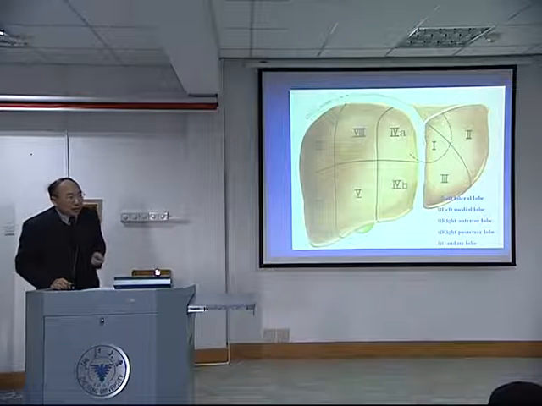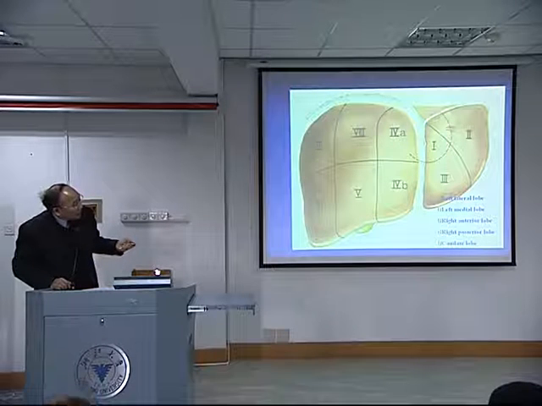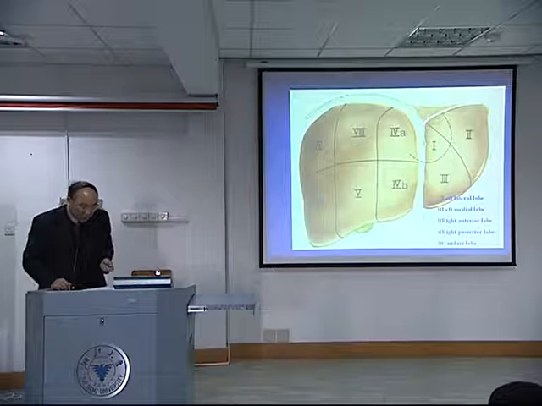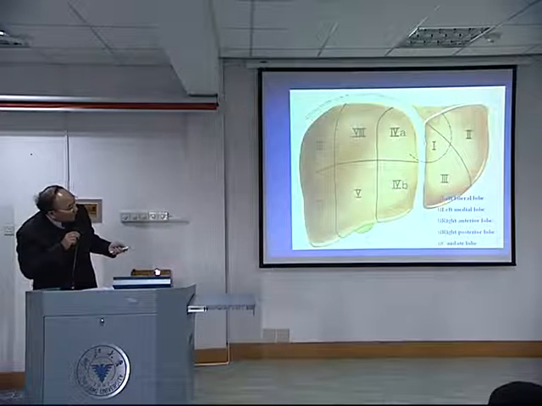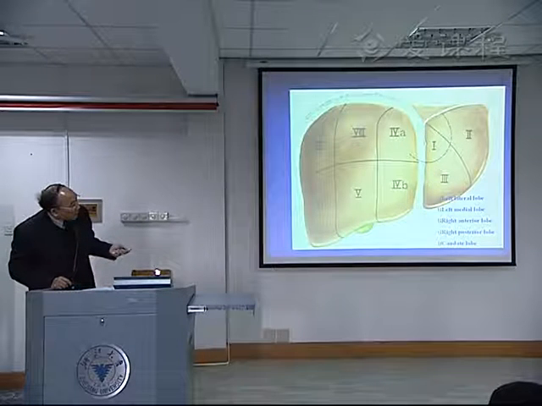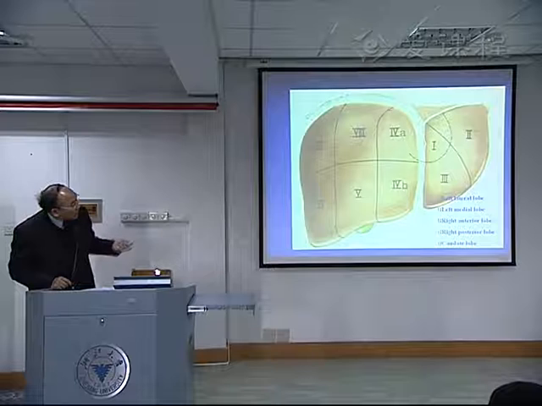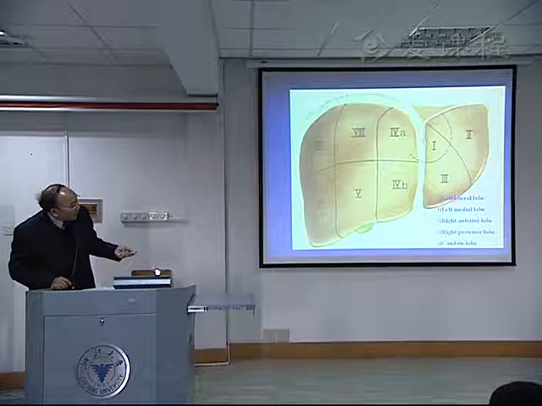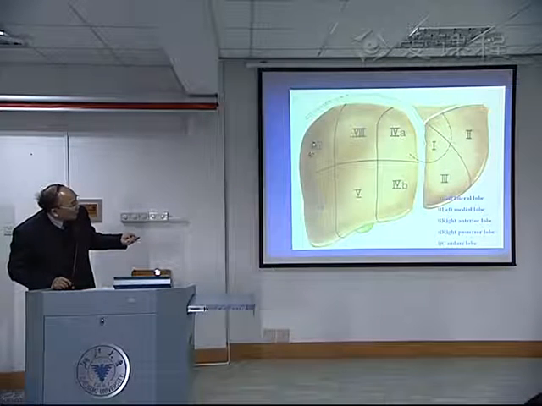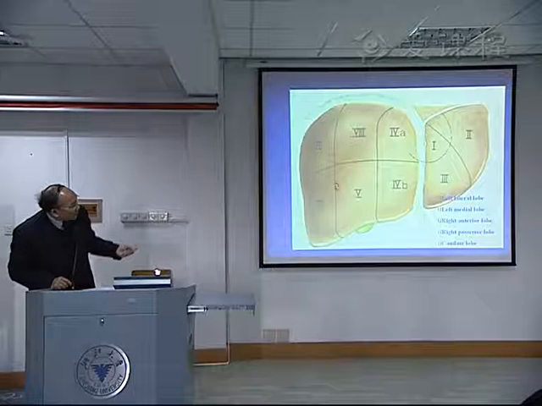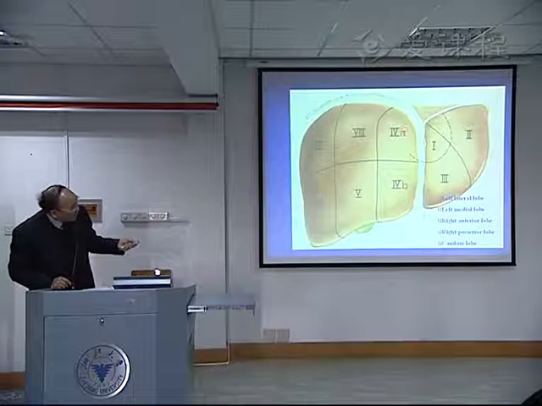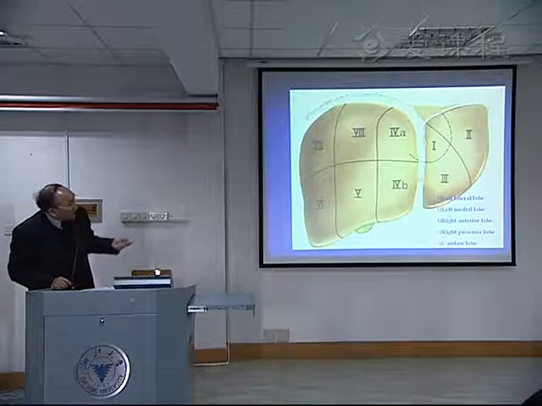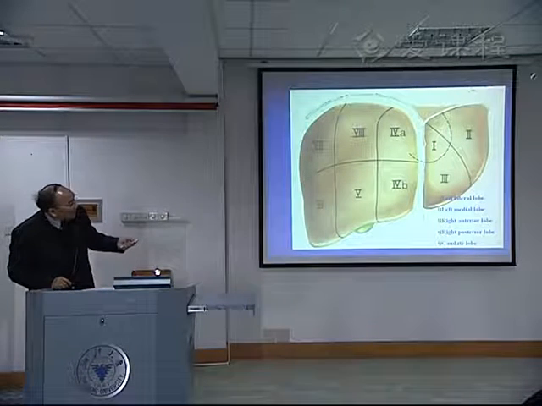So if you do a liver resection or liver operation, understanding the 8 segments is very important. Besides the segments, here is the left lateral lobe. Here is the right posterior lobe and right anterior lobe, and the left anterior lobe. So here we have segmentectomy, lobectomy, and right hepatectomy, left hepatectomy.